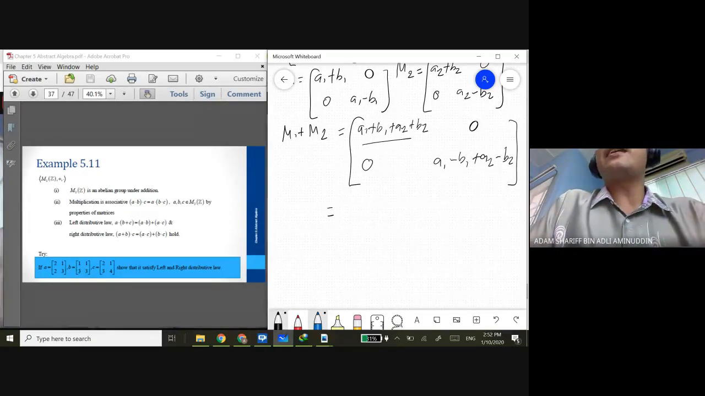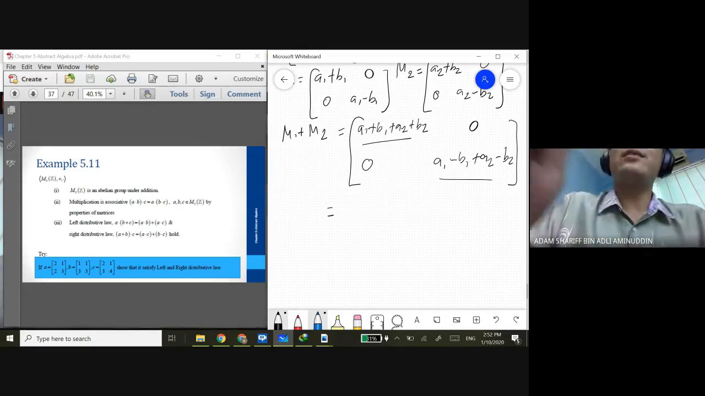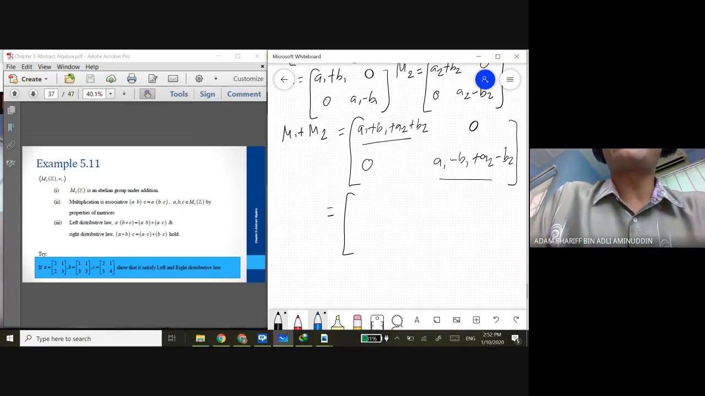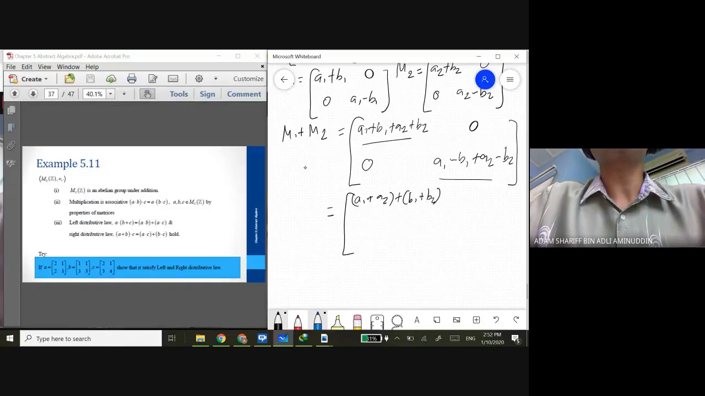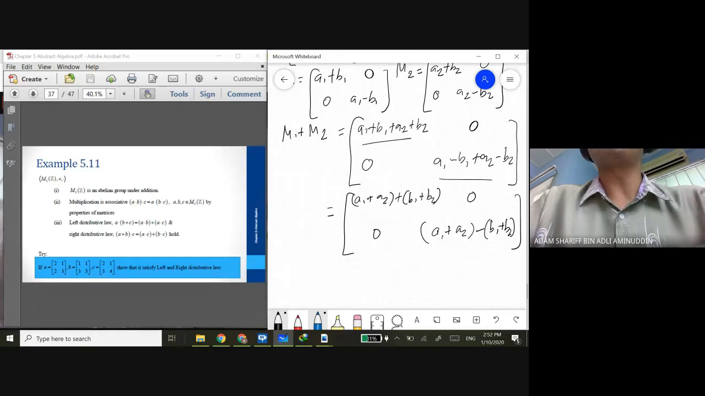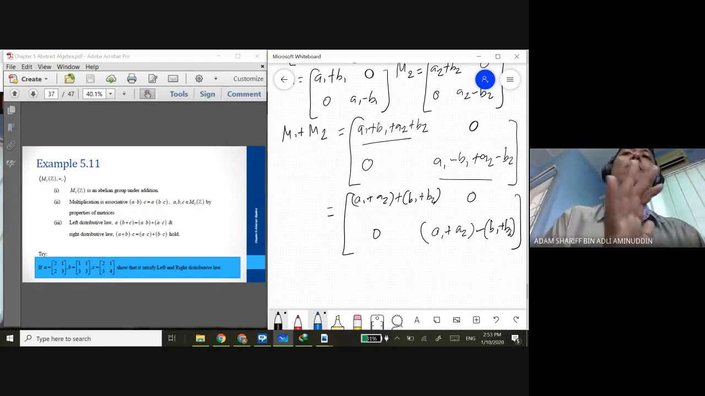This one becomes another element, this one becomes another element. Not so much difference. This one maybe I can categorize like this. A1 plus A2. Saya sajalah kumpul A dengan A. Plus B1, B2. 0, 0. This one A1 plus A2 minus B1 plus B2. Settle. You must master how to do the binary operation first.